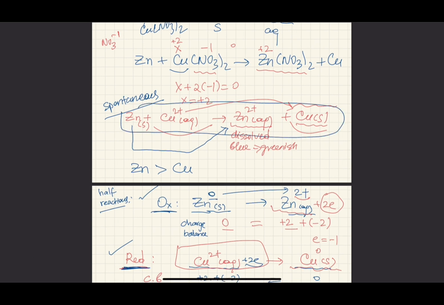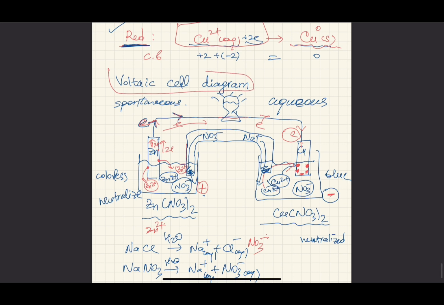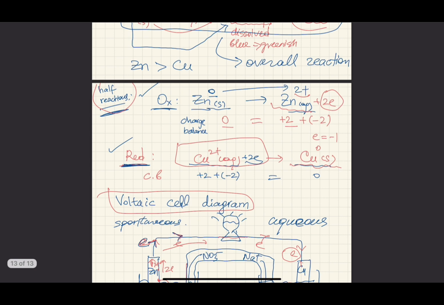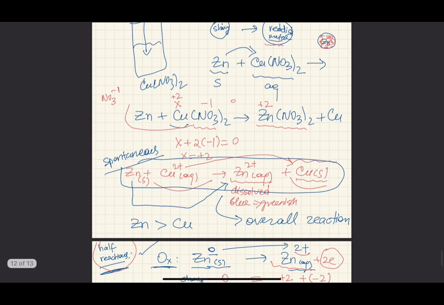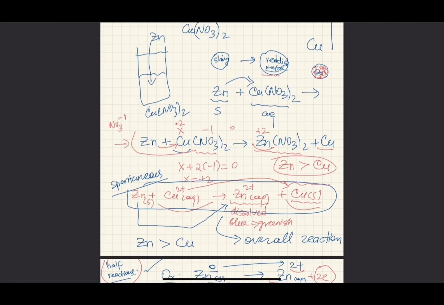So this is my overall reaction. These are my half reactions. Okay, and then I also drew a voltaic cell diagram with you. And then over here we know that because this reaction happened, zinc kicked out copper, like zinc oxidized and copper reduced. We know that zinc is higher than copper in the activity series. If let's say you're not given an activity series table, we can get it from this reaction. Okay, so that's everything, guys.